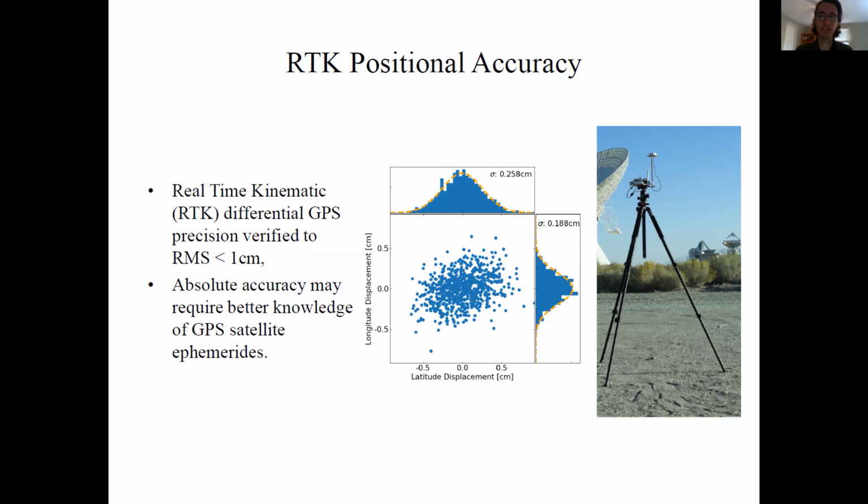And that is still a work in progress. But the precision, at least the relative accuracy, is within spec.